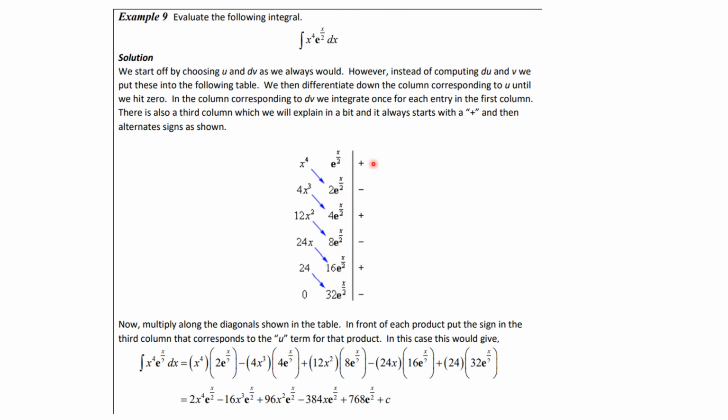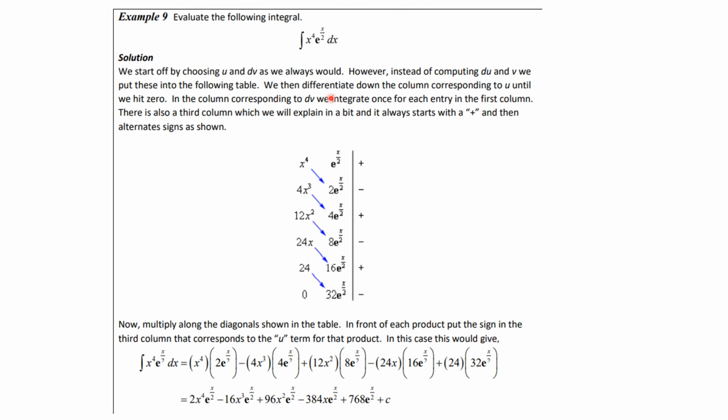And since the signs alternate in this case, I'm going to do plus, minus, plus, minus. So what you do is you start here and you multiply down. So it's x to the fourth times 2 e to the x over 2, which is this term. Then it's going to be minus the next term, which is this term. And you see that's going to be 4 times 4, which is 16x cubed, and that's e to the x over 2, and that's going to be a plus, and so on. And you can do all those multiplies, and you can see that the diagonals in the table will give you the answer.